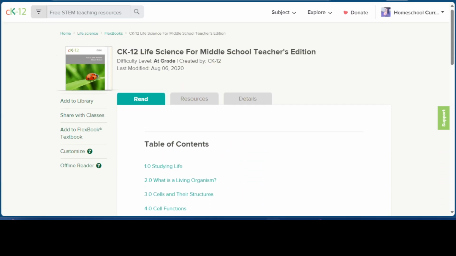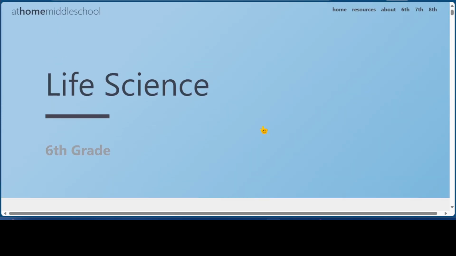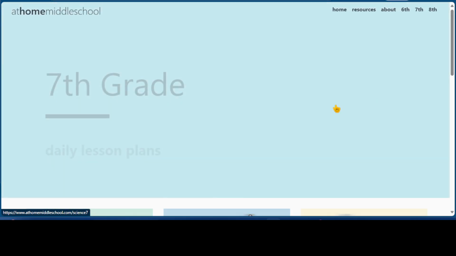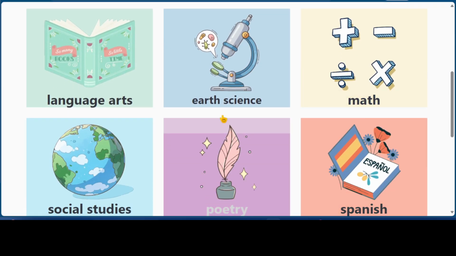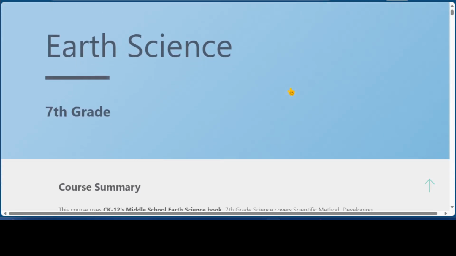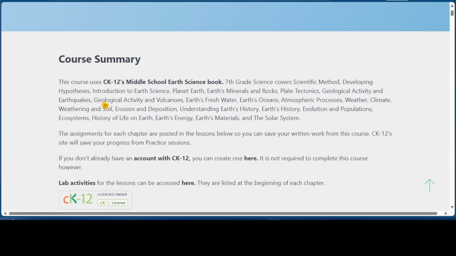Let's definitely take a peek at their 7th grade level. So let's go to here. We'll go to 7th grade and see what the offerings are for 7th grade science. In 7th grade science, you will take a look at earth science with your students. So for earth science here, this course uses the CK12 Middle School Earth Science book.